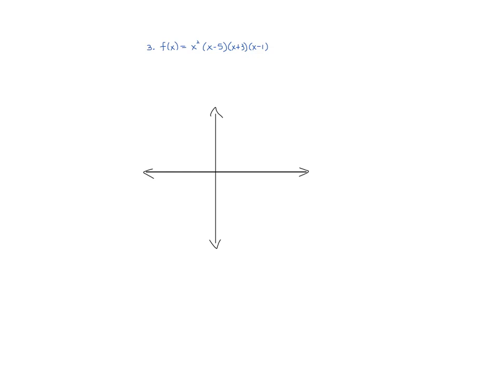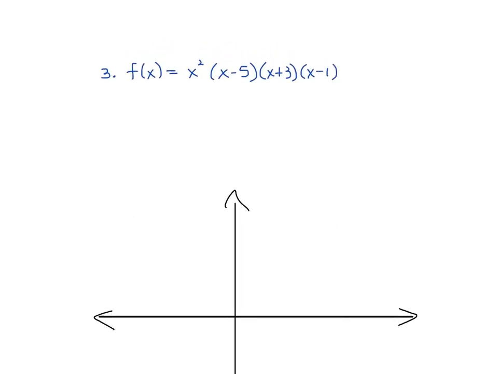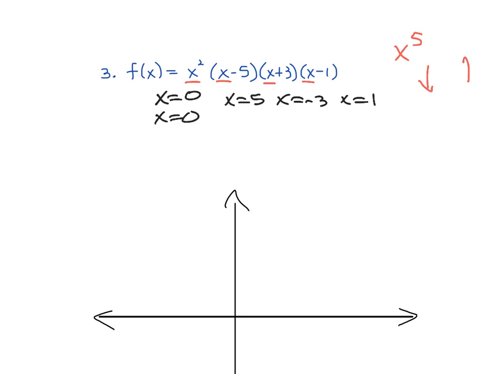Okay, notice this time I didn't give a grid because again, my graph looks kind of crazy. My numbers are going to be super high. So again, it's already factored for me, so I can see my zeros here. I have x equals 0 twice. I have x equals 5, x equals negative 3, and x equals 1. My multiplicity, let's count how many x's we have. We have 2, 3, 4, 5. My end behavior is based on x to the 5th, so it's going to be down and up.